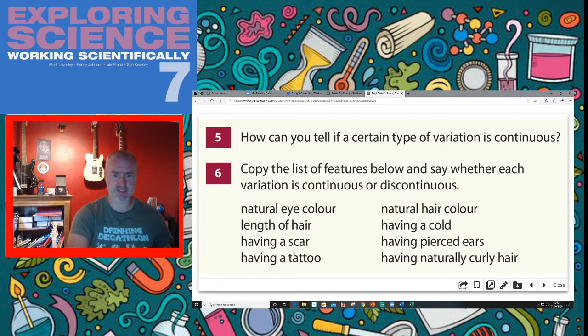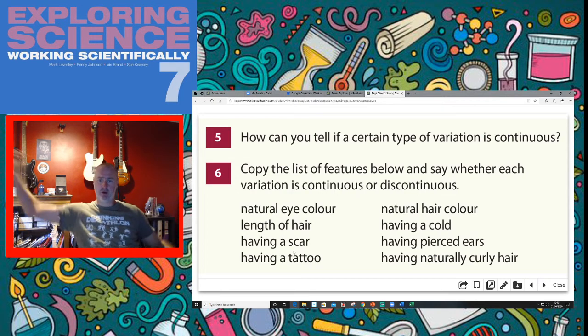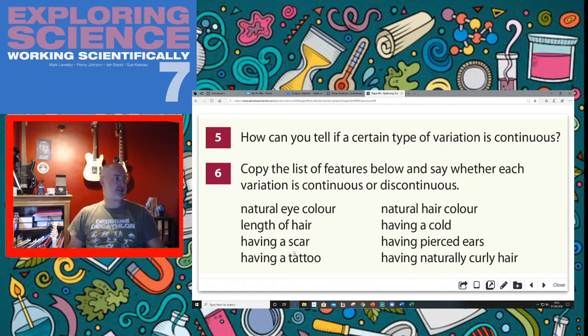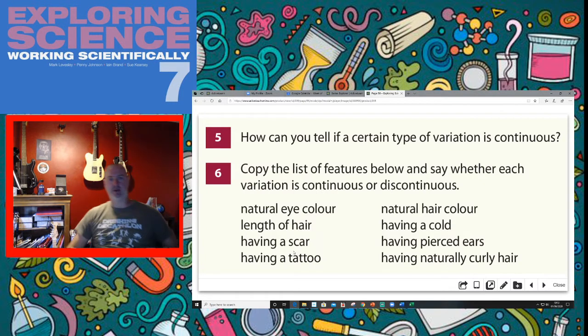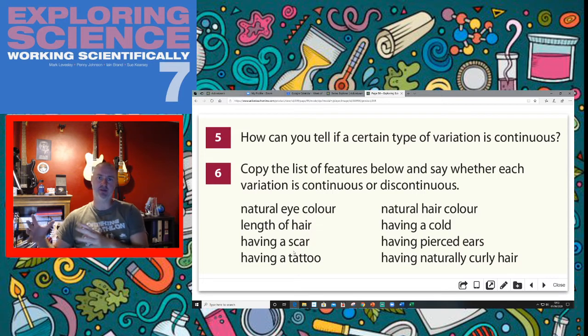The same with having a tattoo. One group over here, one group over there. I've split you into groups. Hair colour would be the same. Stand in that corner for brown hair, stand in that corner for black hair, stand in that corner for blonde hair, and so on. I am splitting you into groups.